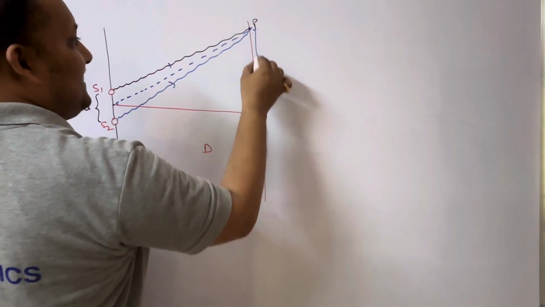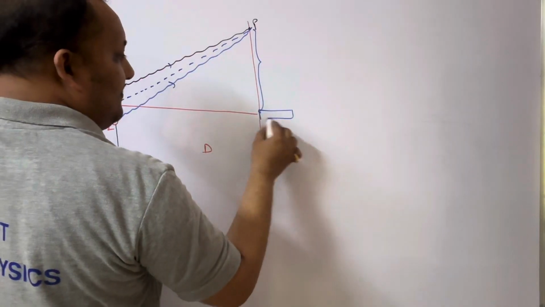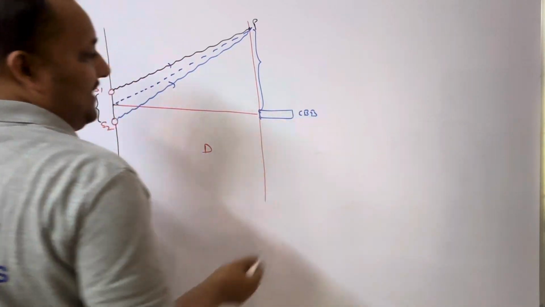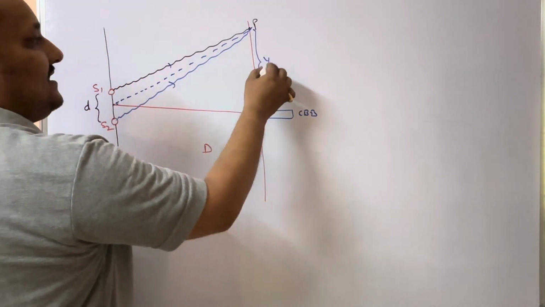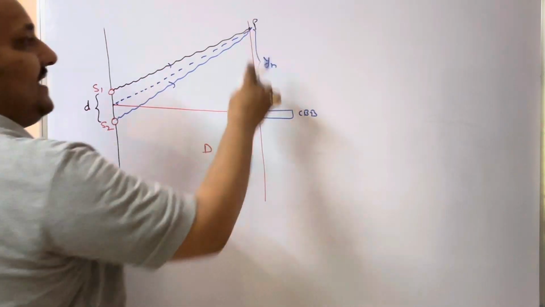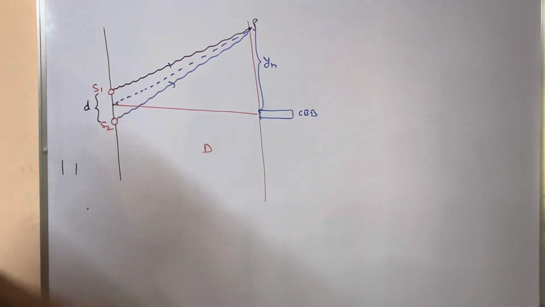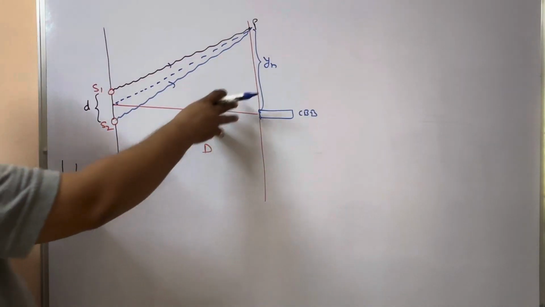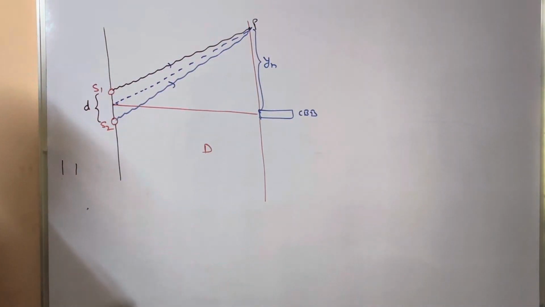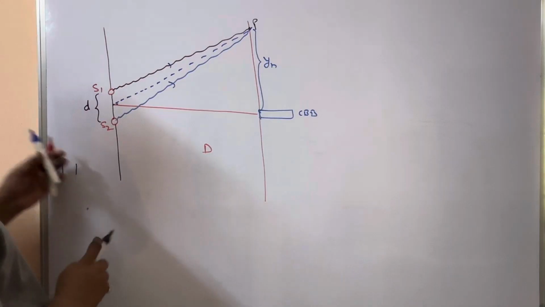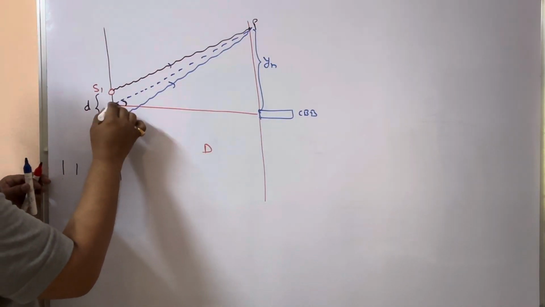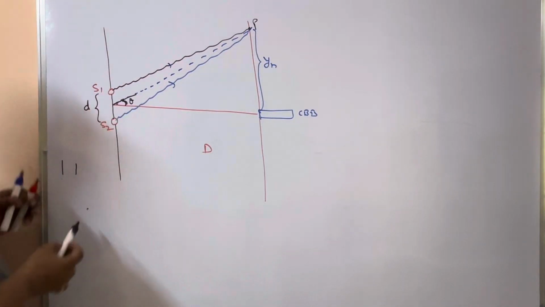So what is the distance from here? The central bright band will come. From the central bright band, what is the distance if it is forming the nth bright band? What is the condition for path difference and phase difference? That one we have already given: constructive, destructive, maximum and minimum. This angle is theta, let us say.